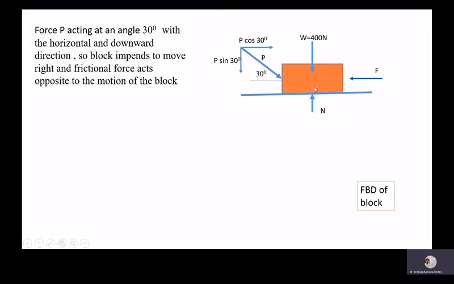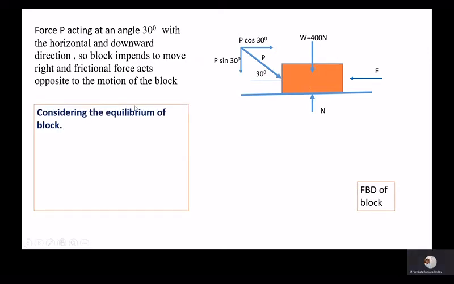Now we'll consider the equilibrium of this block, that is, summation of horizontal forces is equal to 0 and summation of vertical forces is equal to 0. First, summation of vertical forces is equal to 0. Here, what are the vertical forces? N, 400 newtons, and P sin 30 degrees. Here, N is upward, W and P sin 30 degrees are downward. Then N minus W minus P sin 30 degrees is equal to 0. Then N is equal to W plus P sin 30 degrees.